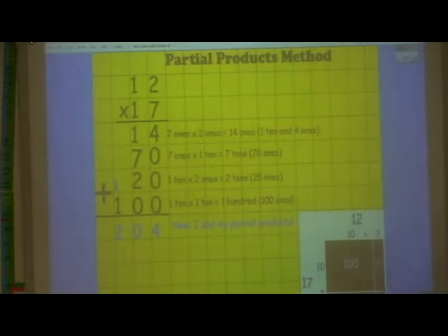And Ms. Pinniger suggested that if you don't have grid paper at home, you can use notebook paper and turn it sideways, and that works just the same to keep it lined up, because it's important to keep it lined up.